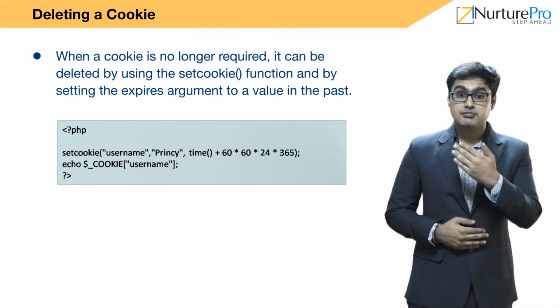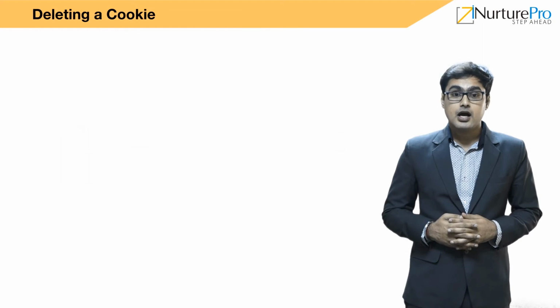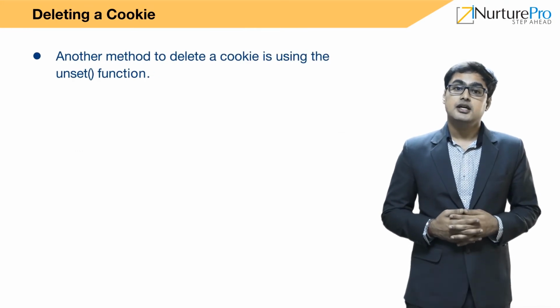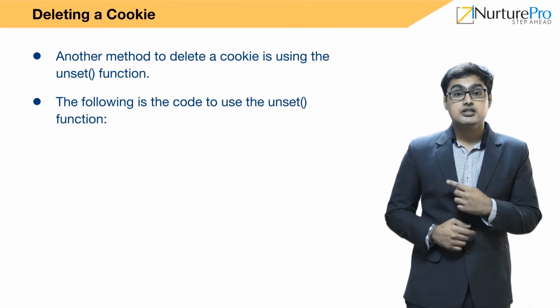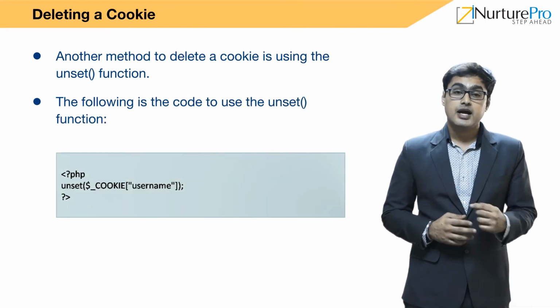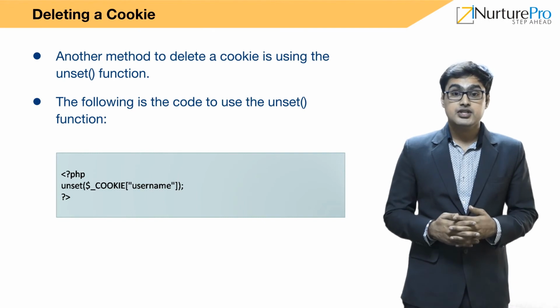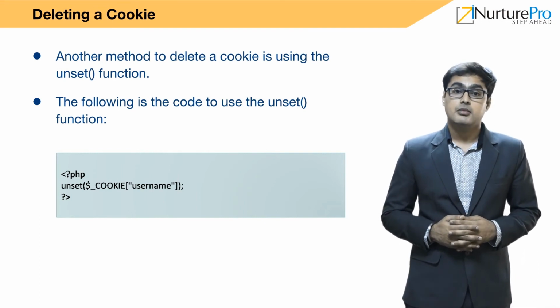Now let's see another method to delete a cookie. Another method to delete a cookie is using the unset function. The following is the code to use the unset function: unset($_COOKIE["username"]).